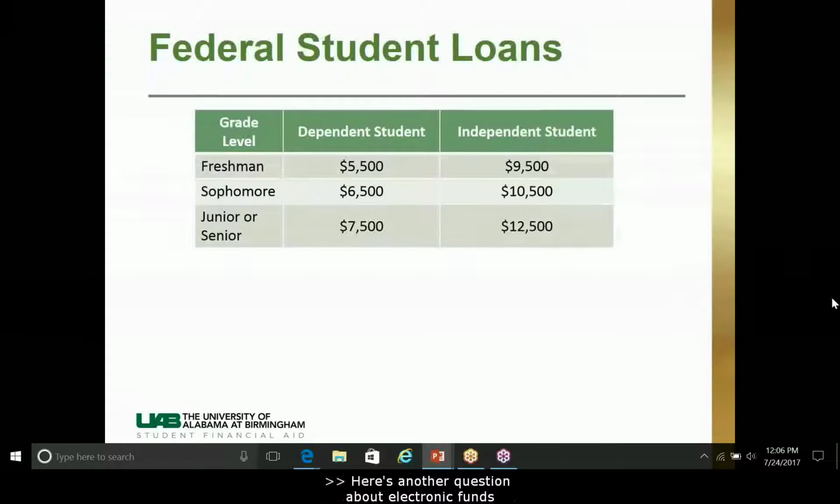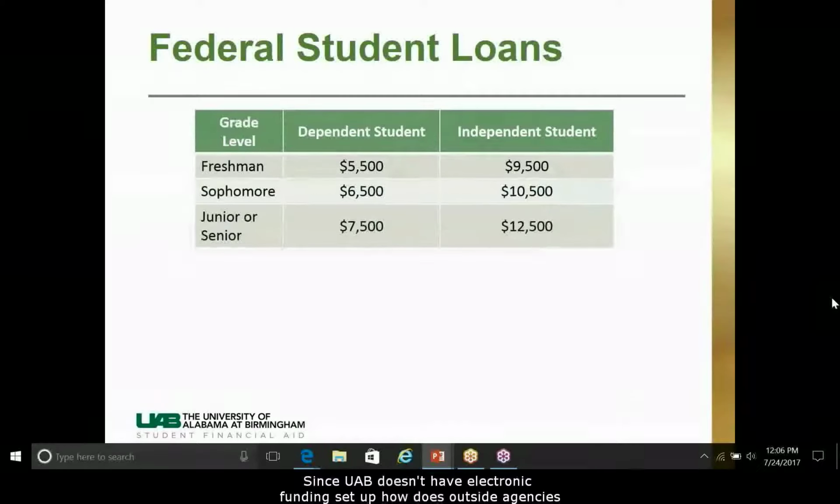Here's another question about electronic funds, but this is a slightly different variation. Since UAB doesn't have electronic funding set up, how do outside agencies such as Georgia 529 Savings Account for College send the funds directly to the school to post to the student account? They would just need to mail it, like mailing a check, and they would need to indicate who it is for, the student name, and it helps if a student number or their Blazer ID is on that check or on the documentation provided with the check as well. Still mailing it in. Please make sure that anytime you send in personalized check information from any entity, there is identifying information on there so we can correctly credit it to your student's account, especially prior to that payment deadline. Yes.